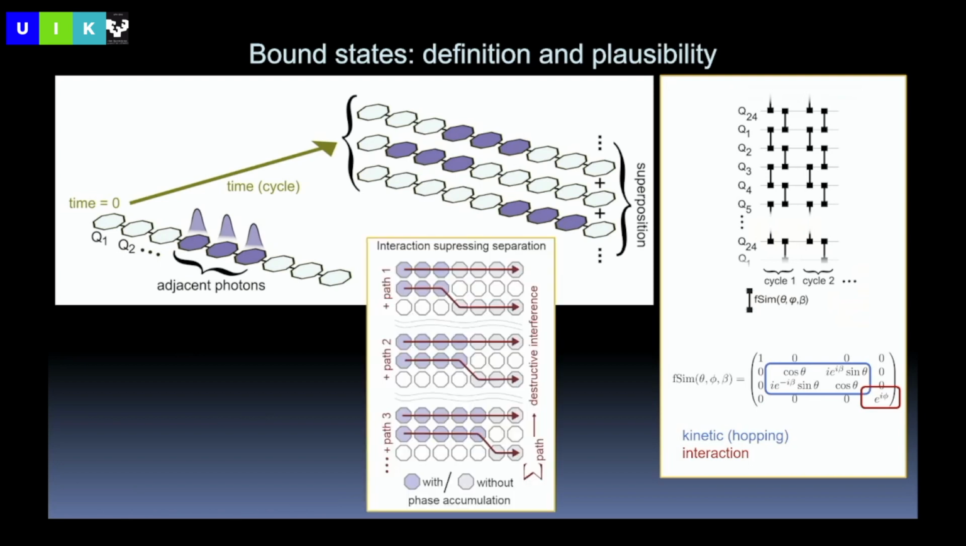Okay? And let me give you an intuition of why they should stay together, and why interaction is important in this case. Or how can interaction lead to formation of the bound state of photons? The way to understand is that the interaction suppresses separation of the photons. Here is a schematic showing that, let's say 2 photons stay together. What are the chances that they end up separate from each other? Let's just think about that.